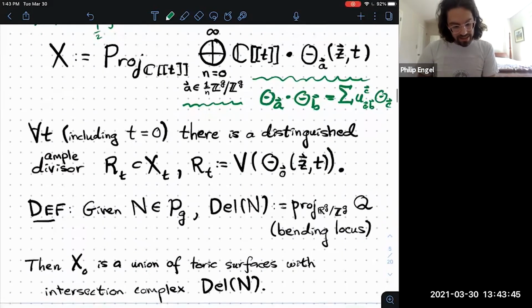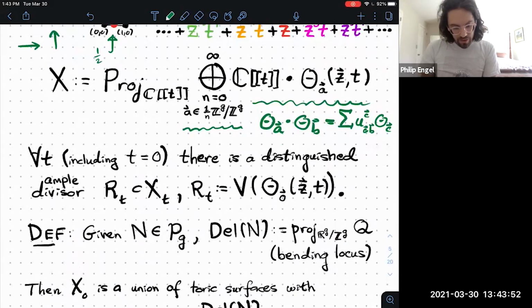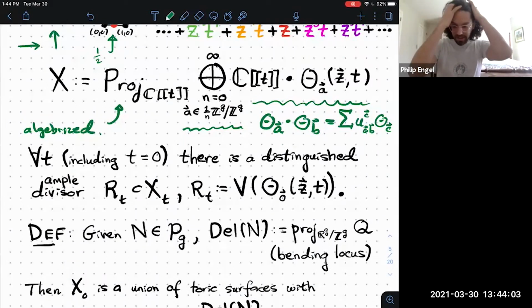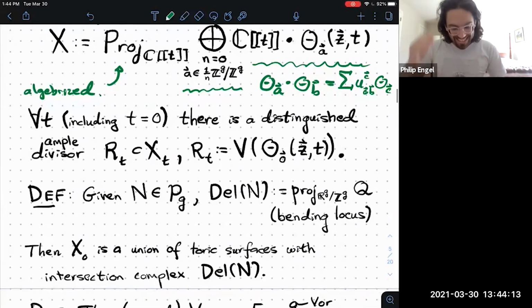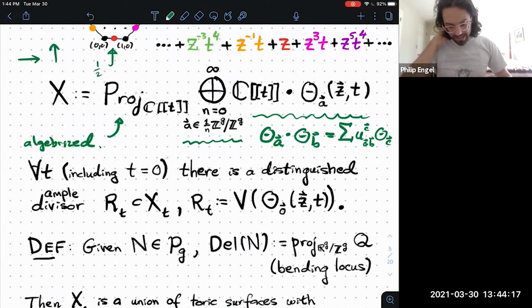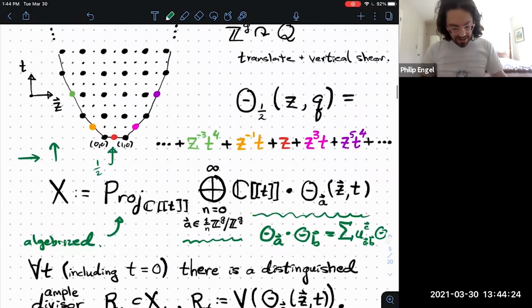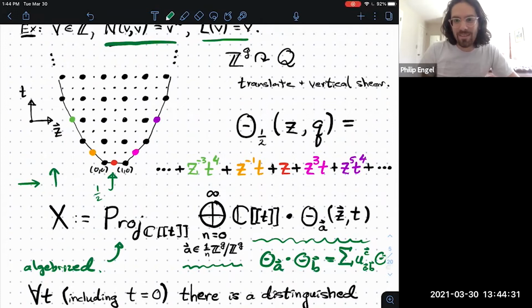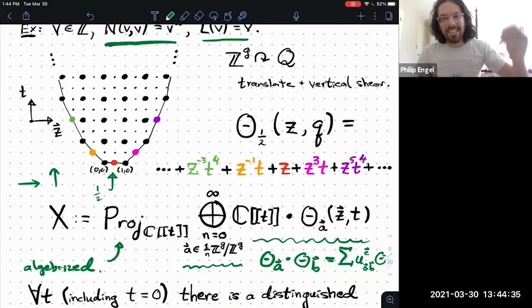So in particular, for principally polarized abelian varieties, there's a distinguished ample divisor on the fibers of this family X. So maybe I should say this family can be algebraized, so that it's not just over a power series ring, but really over a variety. Okay, so these can be algebraized, and there's a family of divisors on this family of abelian varieties because there's only one torsion point in R^g mod Z^g, which is the origin, right?